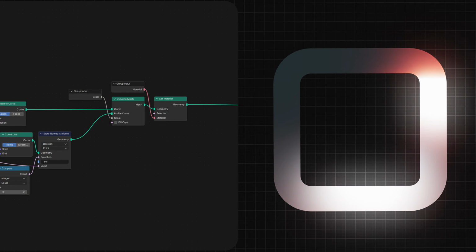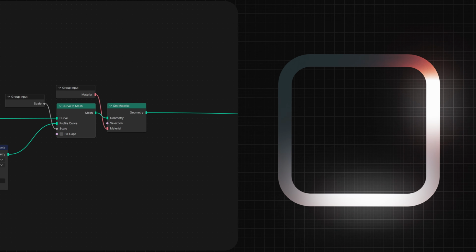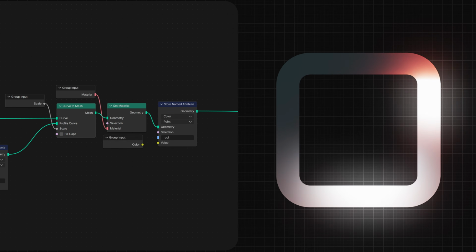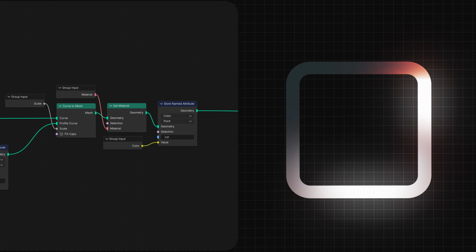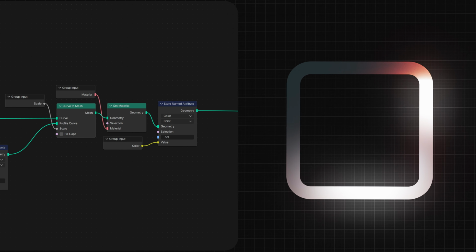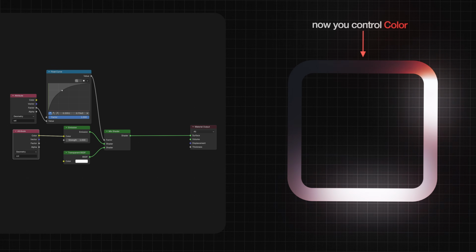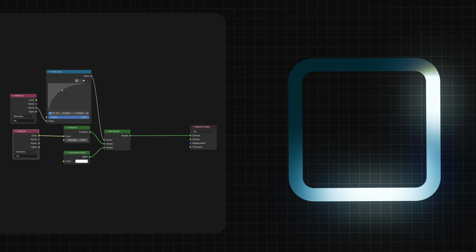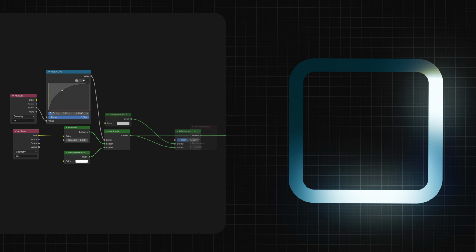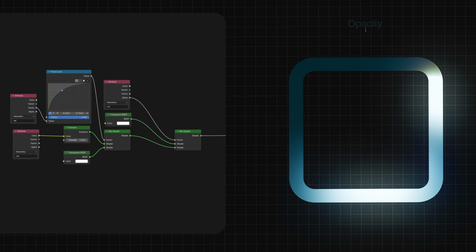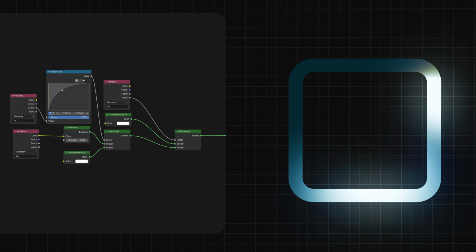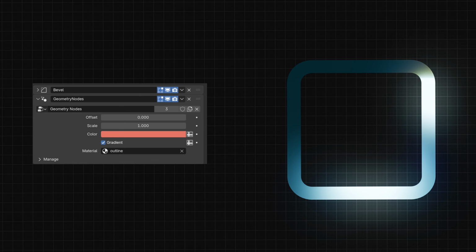Now we want to store the color, so we do basically the same thing again. I add another store named attribute, set it to color, name it col, and plug in a color input from the modifier. In the shader, I read the col attribute and plug it into the emission color. And because I also want this same color input to control transparency, I use the alpha channel in another mix shader between our current shader and transparent. So now one color picker controls both the outline color and opacity.